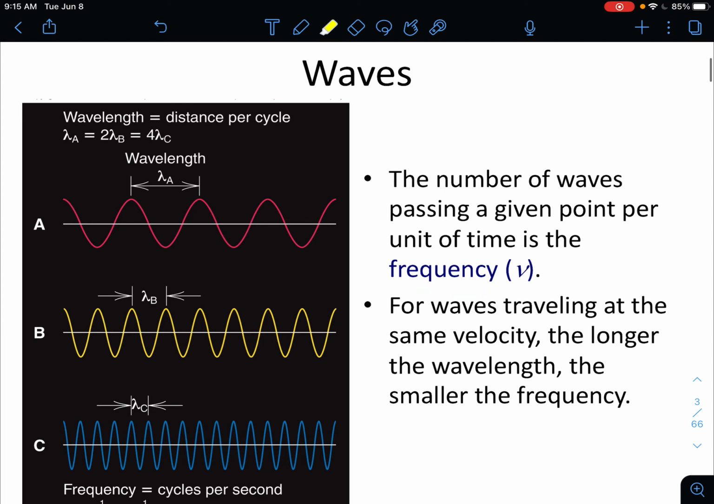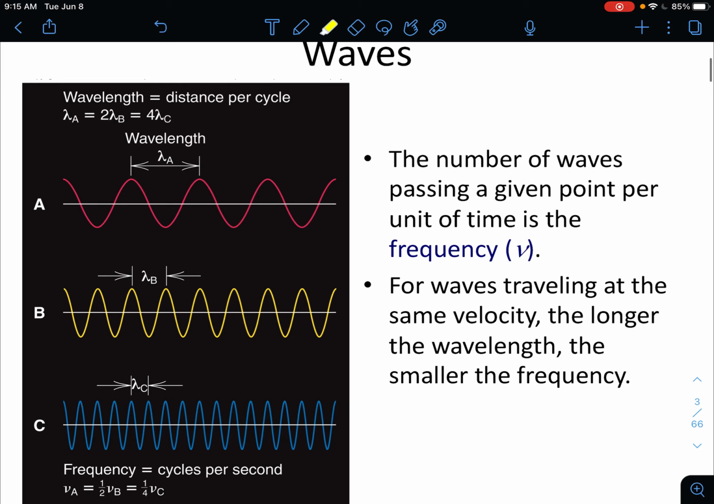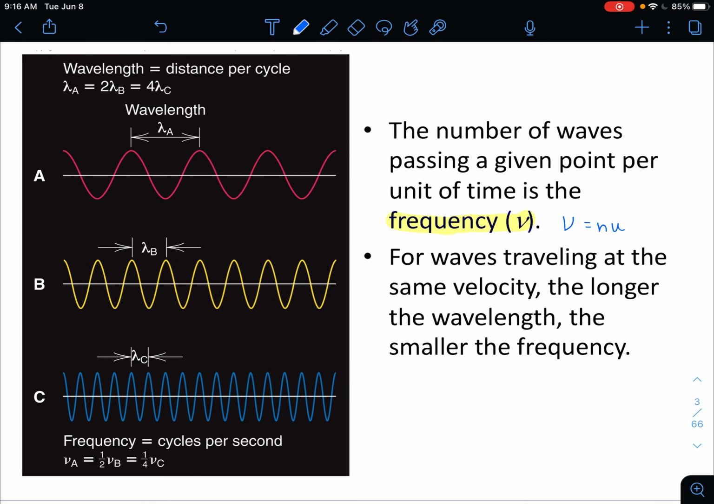Well, generally, what we're going to be interested in is the wavelength and the frequency. The frequency looks like a letter V, but this is the Greek letter nu, and that's going to be the way that we measure frequency. So frequency is thinking about, if I'm stationary and observing the wave traveling by, how many full cycles of the wave am I going to observe per second?